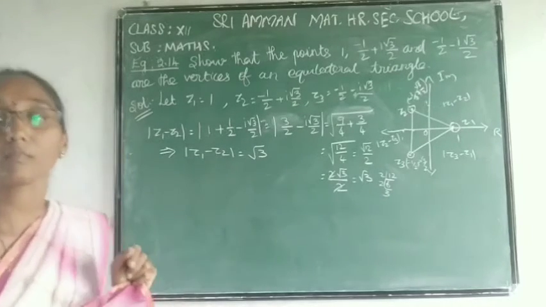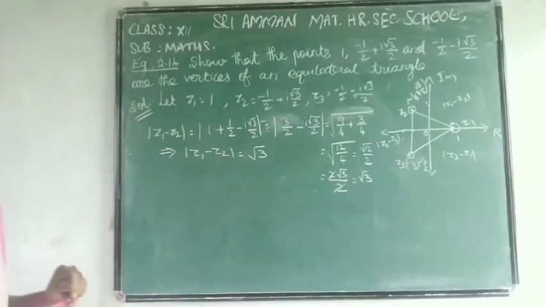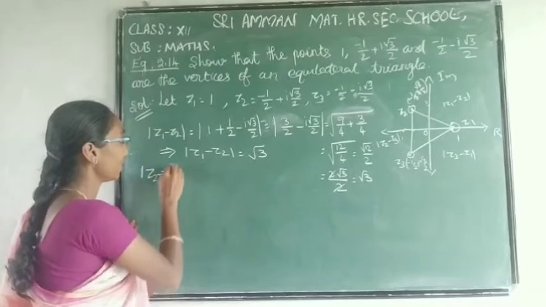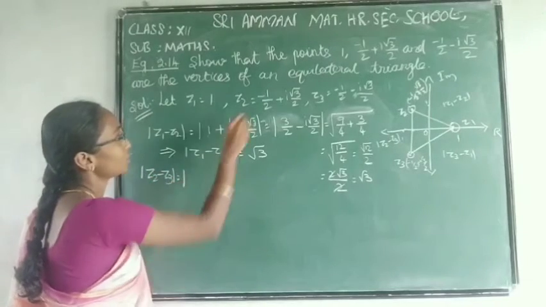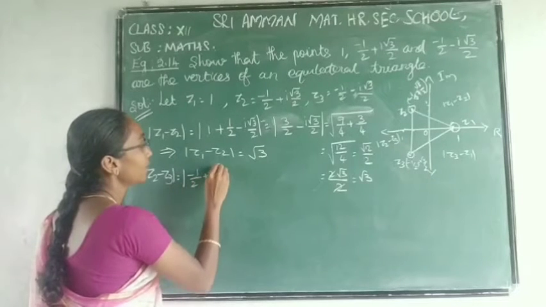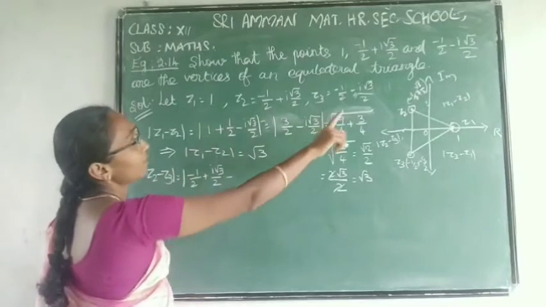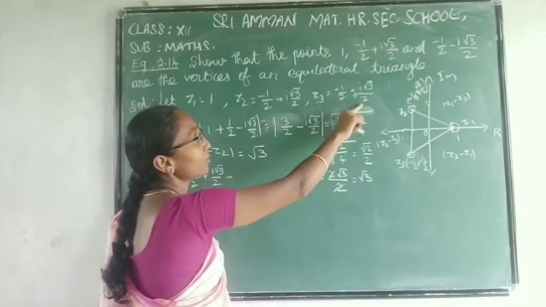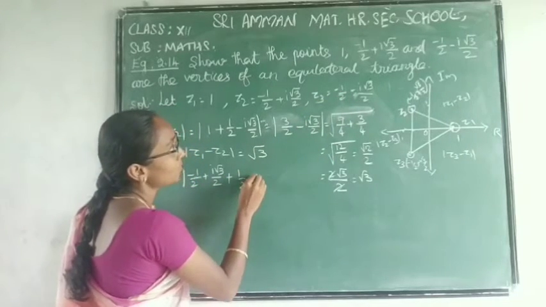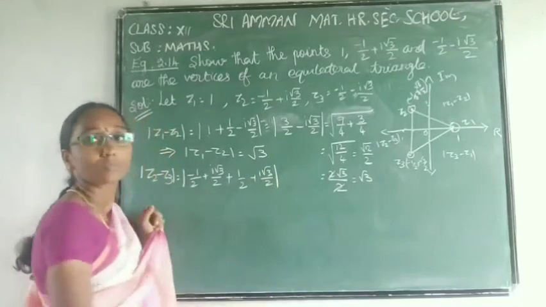Okay? Do you understand? Now, modulus of z2 minus z3 equals modulus of z2 minus (1 by 2 plus i root 3 by 2)... so z3 is this one. So minus z3 is plus 1 by 2 plus i root 3 by 2.